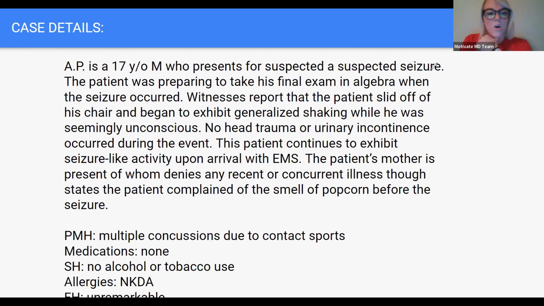Do you guys know what that's called when someone exhibits seizure-like activity for longer than 5 minutes? It's okay if you guys don't. It's called status epilepticus. I don't even know if I spelled that right. I think I did. But that's what it is. And basically, it's when they exhibit seizure-like activity for longer than 5 minutes. It's certainly an emergency. Okay. All right. Let's keep going here.